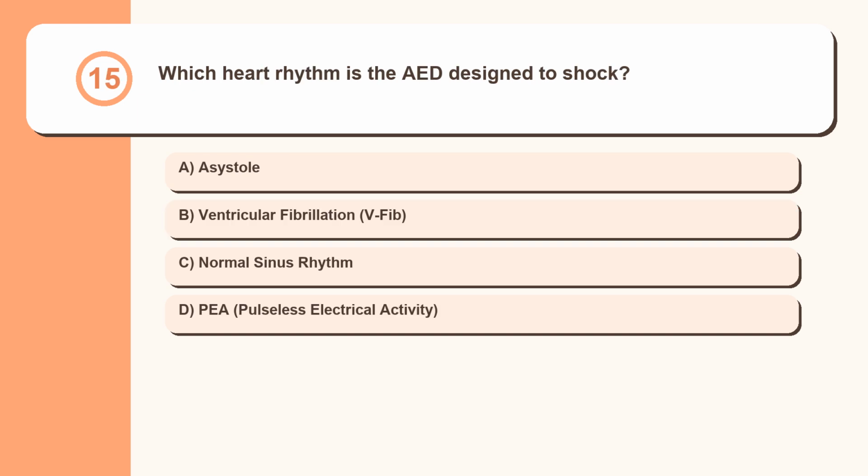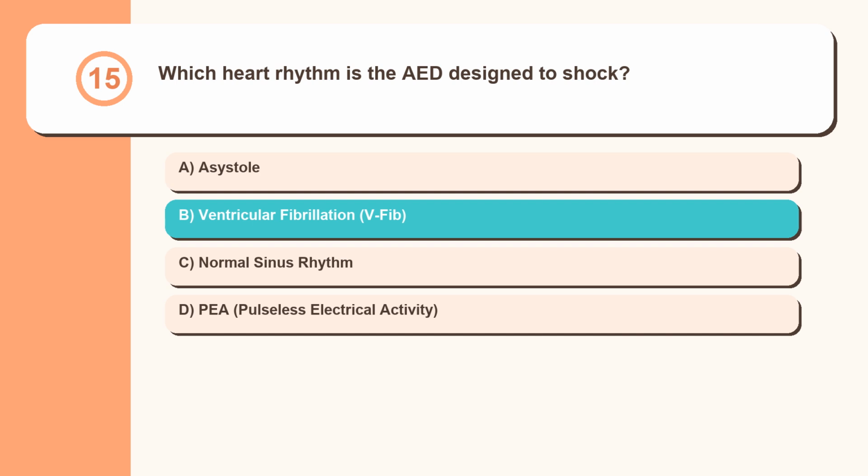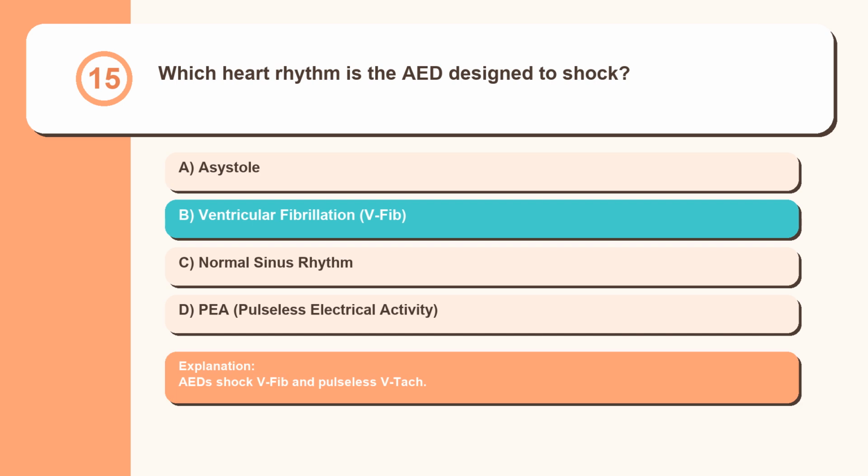Question 15. Which heart rhythm is the AED designed to shock? Asystole. Ventricular fibrillation, VFib. Normal sinus rhythm. Pulseless electrical activity. AEDs shock VFib and pulseless VTach.